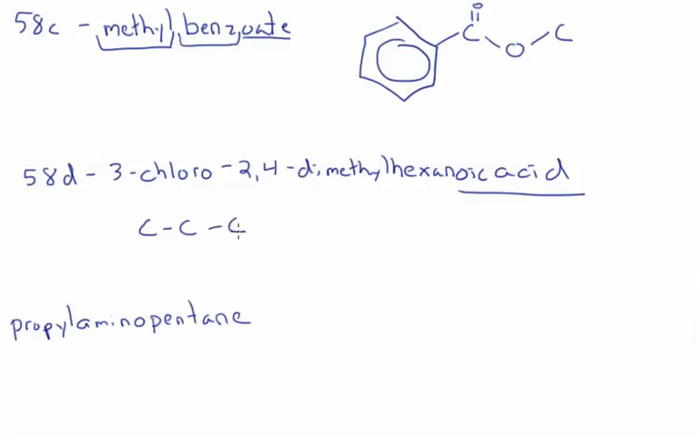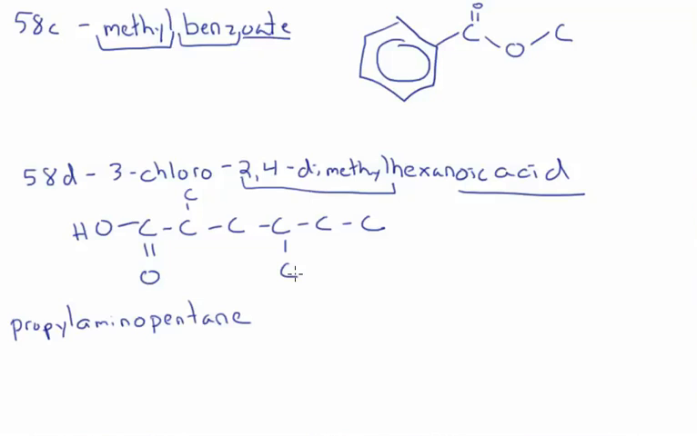This tells us that off of 2 and 4 we have methyls. So 1, 2, 3, 4. It doesn't matter if you go up or down. And this tells us that off of the 3rd carbon we have a chlorine. 1, 2, 3. So it's like a roadmap that will get you to the formula.